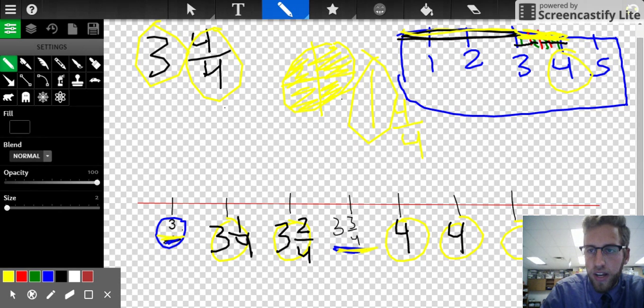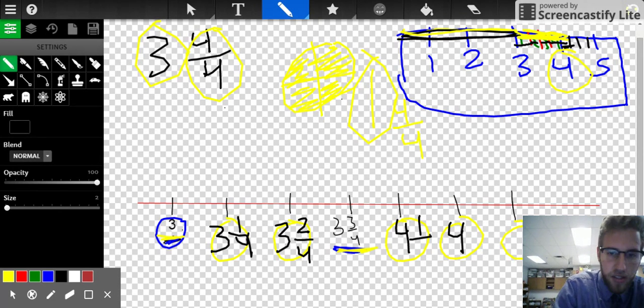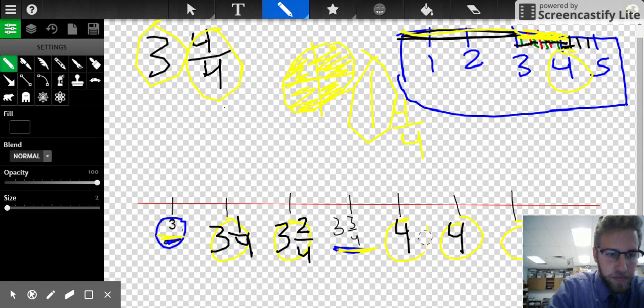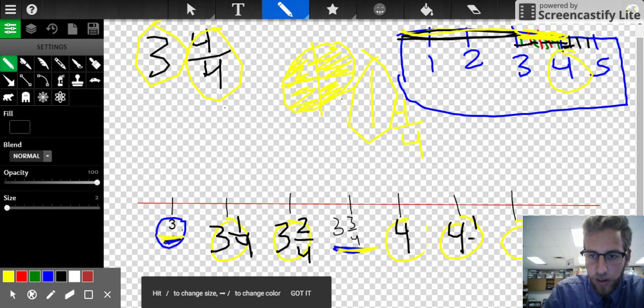Then when I'm at the 4, I've got to break down to my next 4 parts up here. So 4 and 1 part out of 4. Oh, oops, sorry. Let me erase that. Put that in the wrong spot. So 4 and 1/4. And then this next one will be 4 and 2/4.